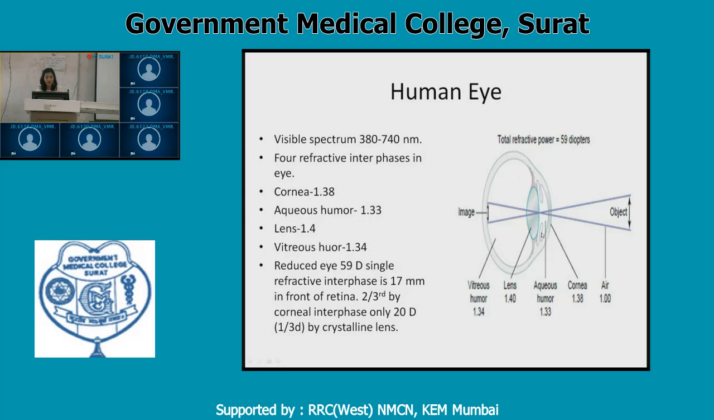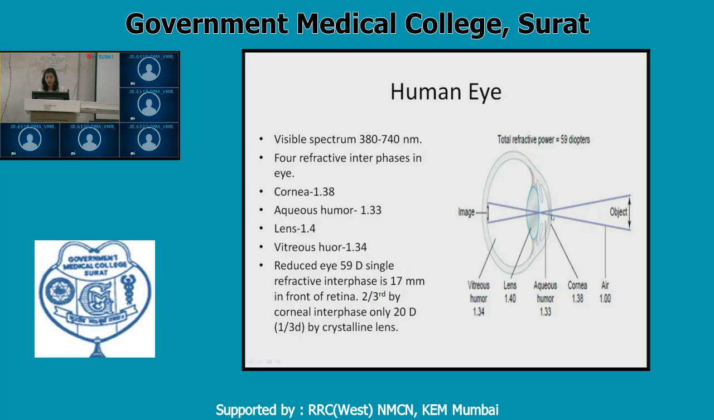And if we consider a single refractive surface, it is 17 millimeters in front of the retina. 1/17 millimeters, or 1/0.017 meters, is 59 diopters. So if we consider it as a single refracting surface, it lies somewhere in the anterior chamber, 17 millimeters in front of the retina. And we can see that out of this 59 diopters, the major contribution to the dioptric power of the eye is through the cornea.